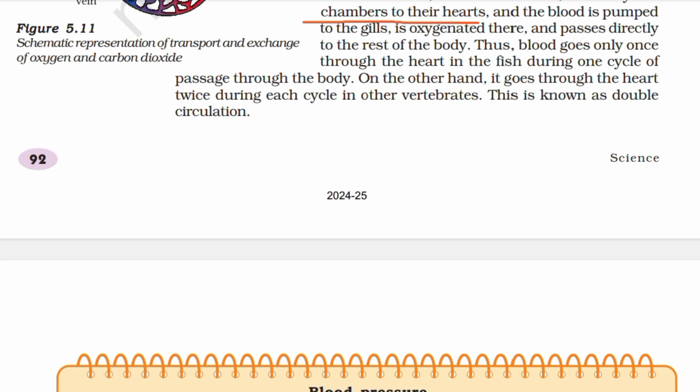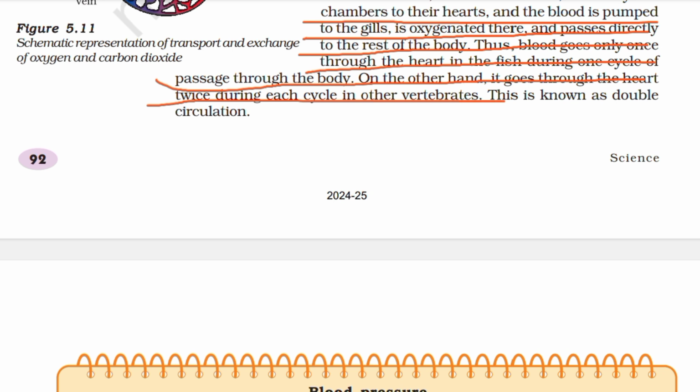Fishes have only two chambers to their heart, and the blood is pumped to the gills, is oxygenated there and passes directly to the rest of the body. Thus blood goes only once through the heart during one cycle of passing through the body. On the other hand, in other vertebrates it goes through the heart twice during each cycle. This is known as double circulation. Schematic representation of transport and exchange of oxygen and carbon dioxide.